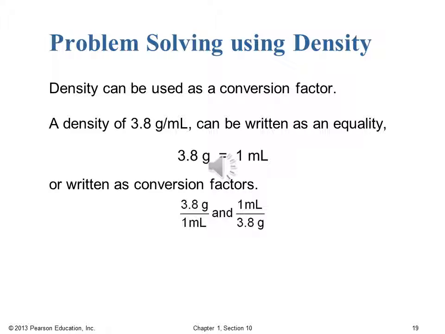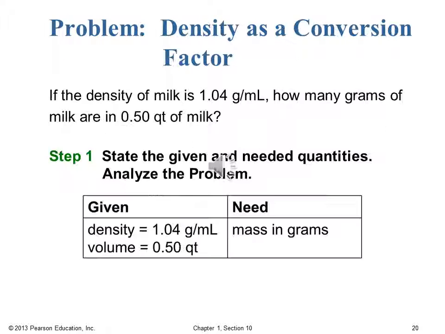And if we want to look at it as a conversion factor, we can have the more standard 3.8 grams over 1 milliliter, or if we need to cancel units of grams for a given question and we have the density provided, we would do 1 milliliter over 3.8 grams. The conversion factor that's appropriate for our problem is the one that we would select. Okay, so let's apply this in a problem.